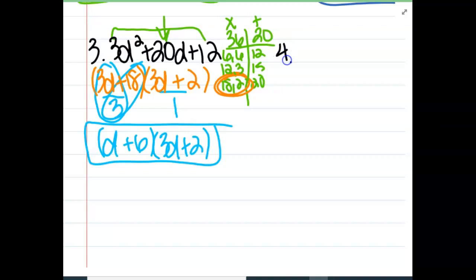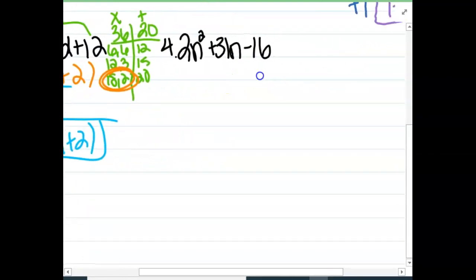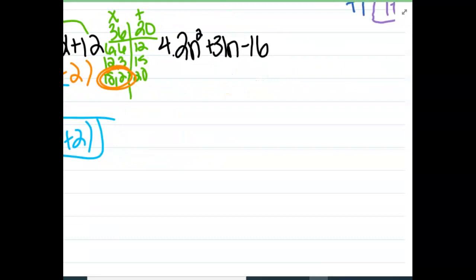Okay, let's try another one. Number 4. 2n squared plus 31n minus 16. Okay, as soon as you see that it is an ax squared, we are going to do the airplane method. A for airplane, we're going to multiply 2 times negative 16. That gives me negative 32. We have our wings. You have to have your propeller. So that other column is going to be 31.